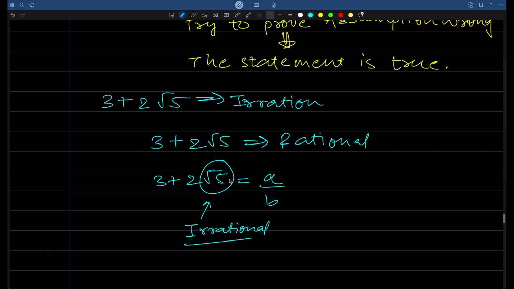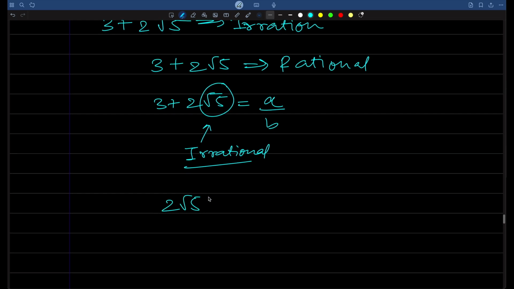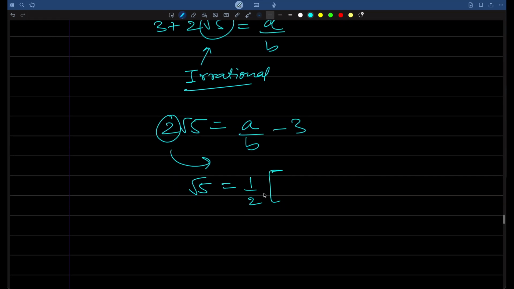Then we will make root 5 the subject, that is, 2 root 5 equals a by b minus 3, and dividing by 2, root 5 equals 1 divided by 2 in bracket a by b minus 3. Now we know that root 5 is an irrational number.